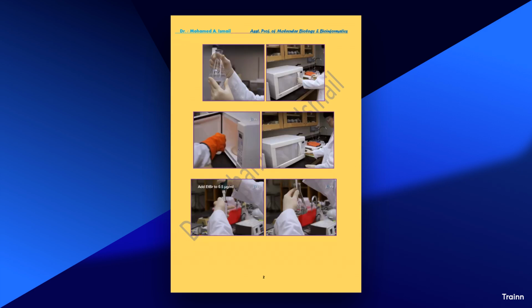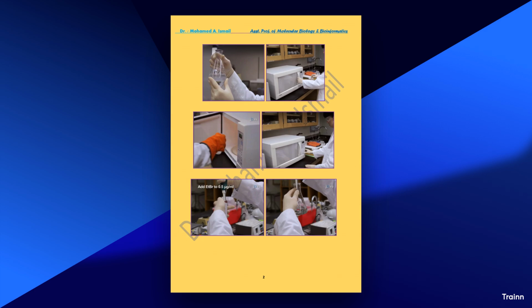Procedure: 1. Preparation of agarose gel. Agarose powder is mixed with a buffer solution, commonly TAE or TBE, and heated until fully dissolved. The concentration of agarose typically ranges from 0.7% to 2%, depending on the size of the DNA fragments to be separated. The solution is poured into a gel casting tray and allowed to solidify.